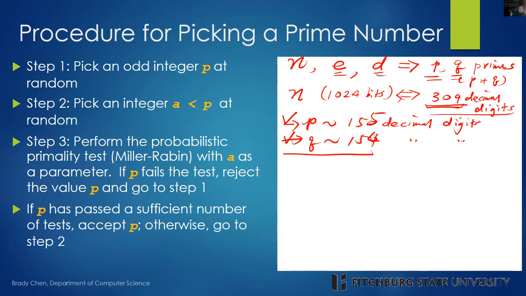So that's not possible. So we introduced an approach called Miller-Rabin. The Miller-Rabin test starts by picking an odd number p. We pick an odd integer p at random, and p should be big enough. We should generate a random odd number p of about 155 decimal digits, and then we randomly pick an integer a. Then we perform the Miller-Rabin test for a.